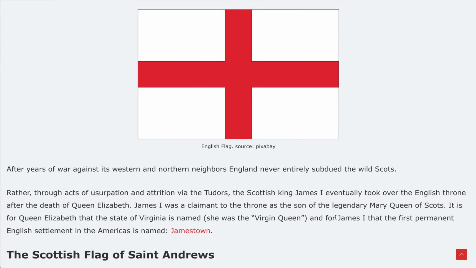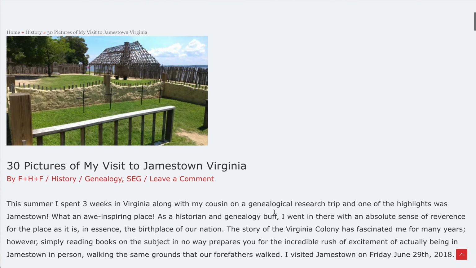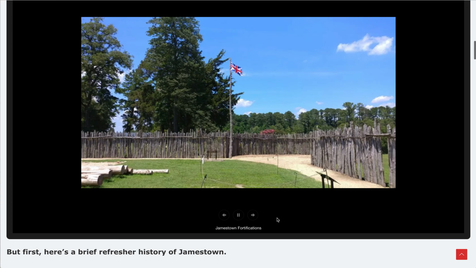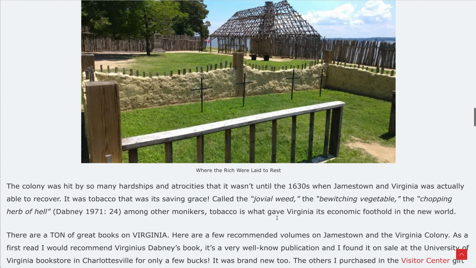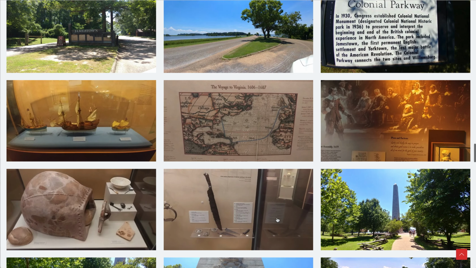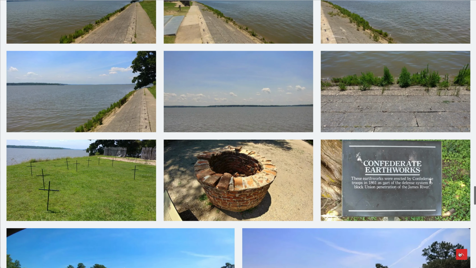And also for James I that the first permanent English settlement in America was named Jamestown. And if you want to go and visit Jamestown, you can certainly go if you're in the neighborhood in Virginia. Otherwise, you can actually head over to the Family History Foundation, and I'll leave a link in the description below of my visit to Jamestown. And you can check out 30 pictures, images that I took of the museum and of the grounds, the graveyard there at Jamestown. And you can see all these lovely, lovely pictures along with an explanation of what you're seeing. So yeah, head on over there.